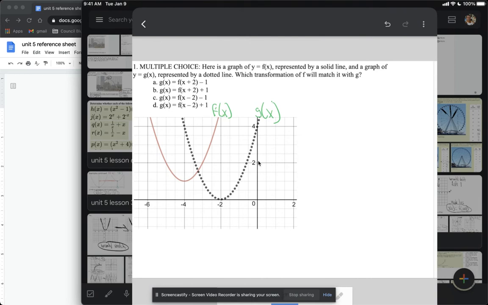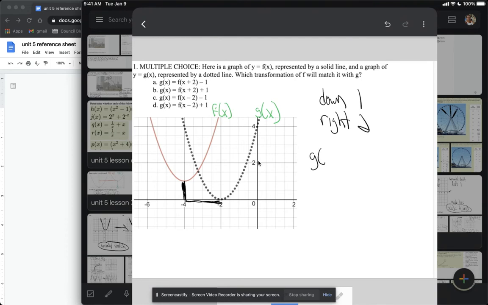So solid to dotted. So it looks like I'm going to do some sort of translation. So let's take a look here. I have to go down and to the right. So I'm going to go down 1, and right 2.